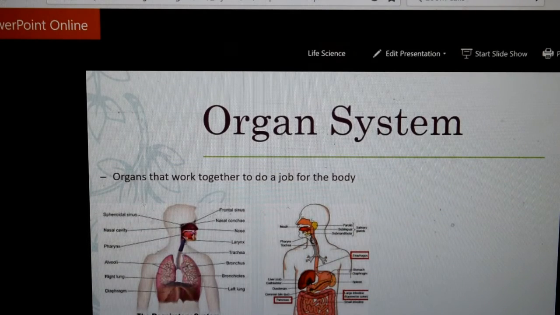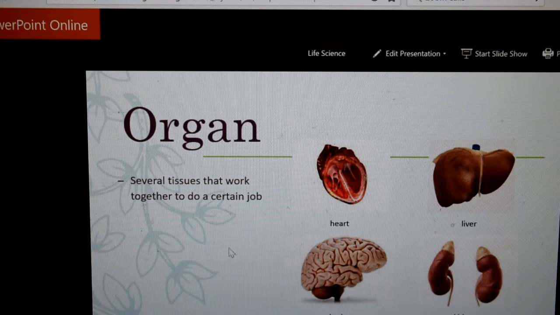Organs are several tissues that work together to do a certain job. So the heart is made up of heart cells, I guess. That would be the simplest way to put it. Individual cells make up tissues, and those tissues make up an organ. Same thing with the liver, the brain, the kidneys, and so on.